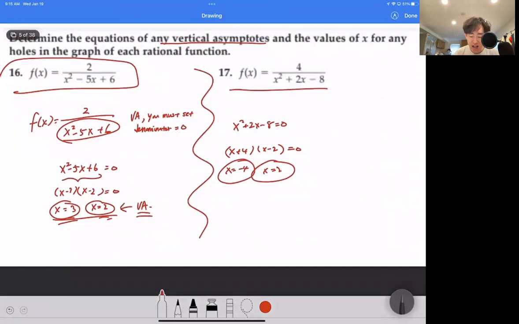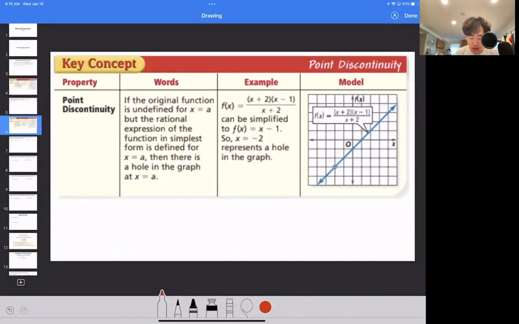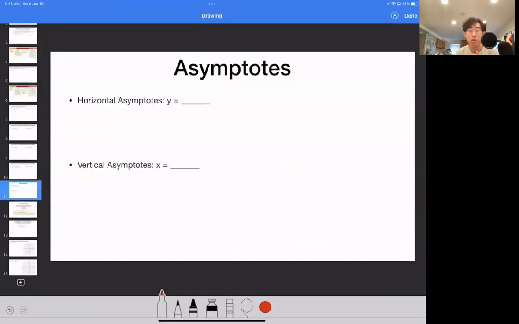All right, that seems just a bit too easy, right? Now I want to talk to you guys about points of discontinuity. We are actually going to skip this and go right into what we call horizontal asymptotes, and we will be able to sketch these rational functions, and that's the goal for today.